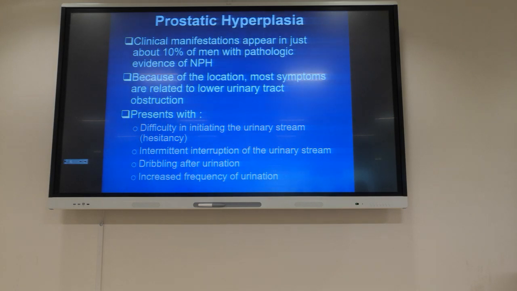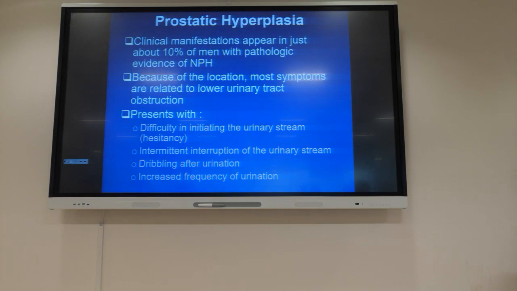Now, clinical manifestations appear in just 10%. I mean, that's incredible, because if you really read the clinical presentation of older men, you have to say probably this is at least maybe 60, 70%. And here, Robbins says that it is present in only 10% of men with pathological evidence of BPH.